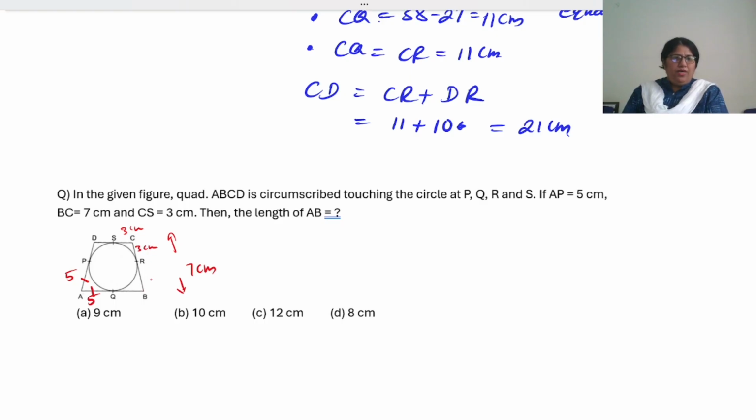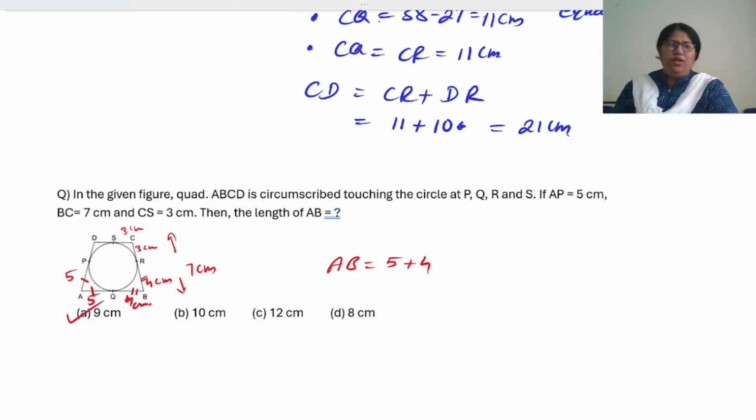So what is going to be BR? Total length is 7. 7 minus 3, it will be 4 centimeter. Now this part is equal to this part. This is also 4 centimeter. So what is going to be the length of AB? The total length of AB will be 5 plus 4, which is going to be 9 centimeter. So this is a very, very important theorem.